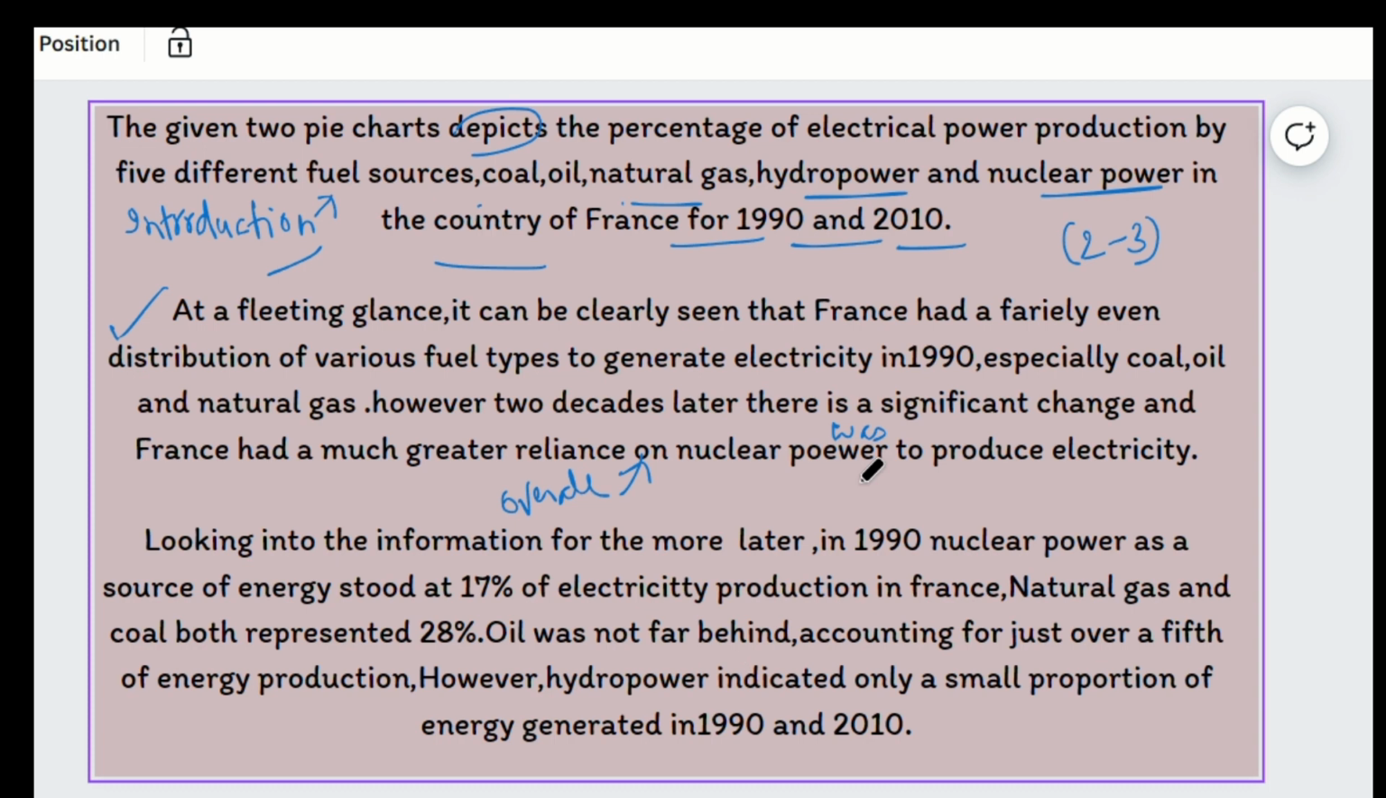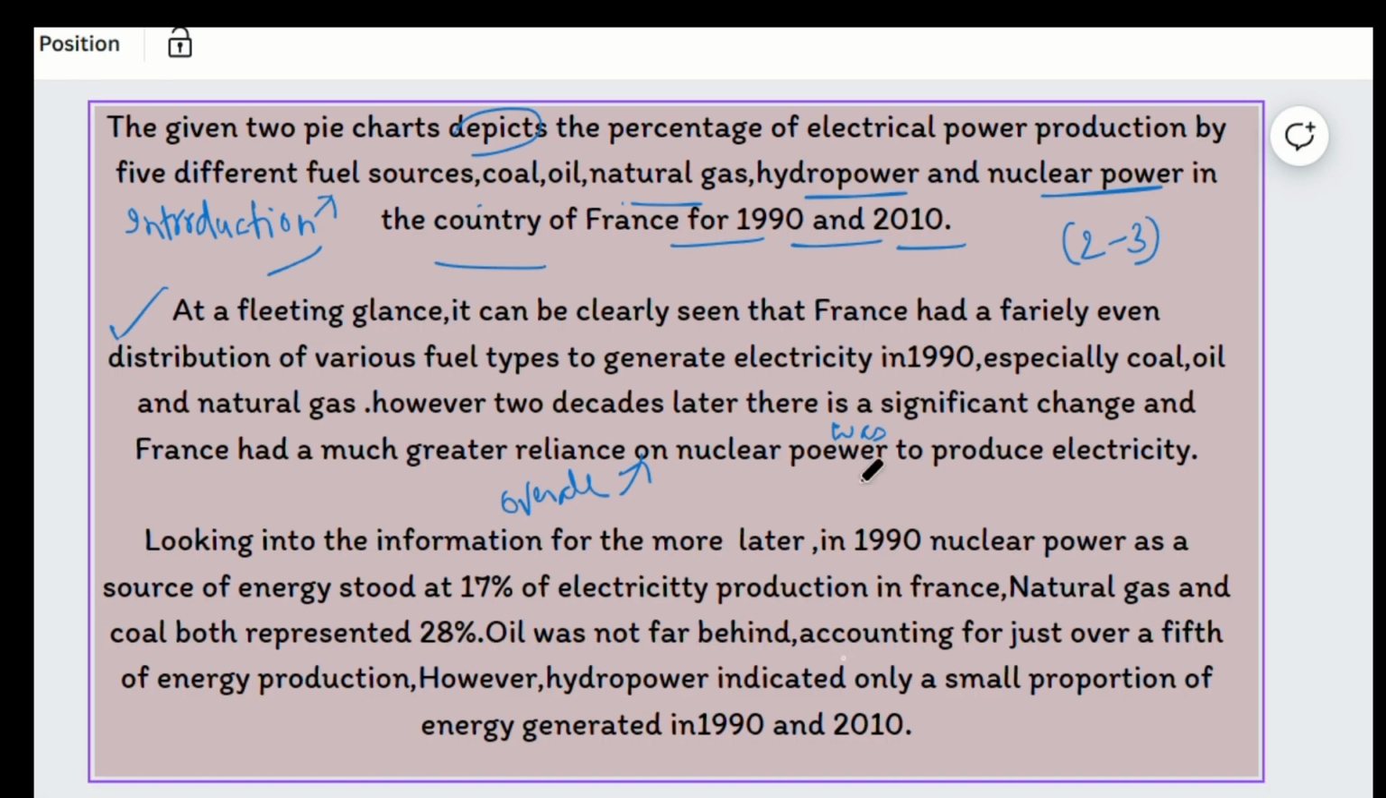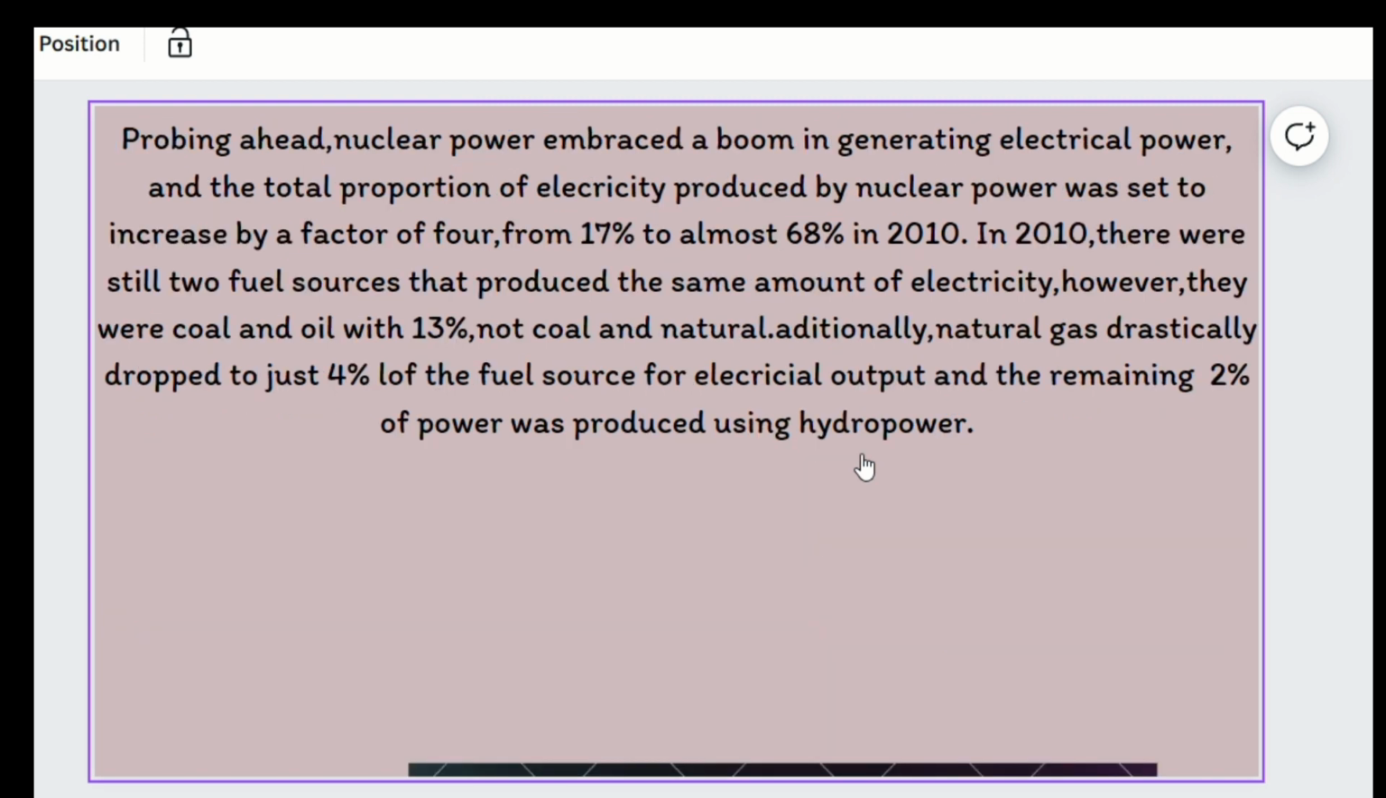Oil was not far behind, accounting for just over a fifth of energy production. So oil is 22%. So it is just near about a fifth of the whole data of 100%. However, hydropower indicated only a small proportion of energy generated in 1990 and 2010. You already know that hydropower stands at the last. So here we have discussed 1990 data. Then we are going to discuss 2010 data.